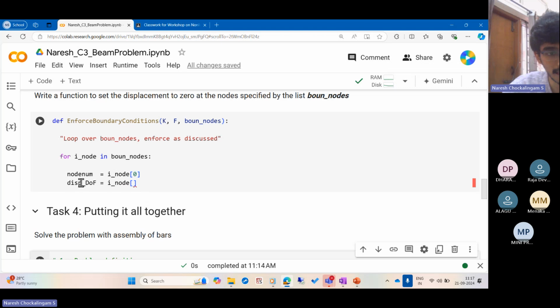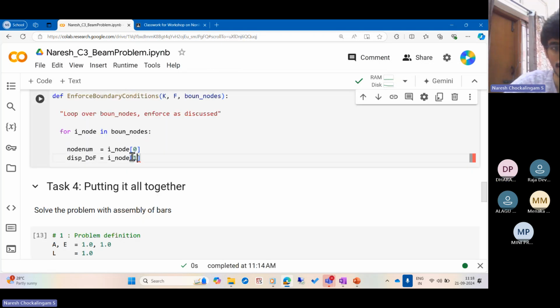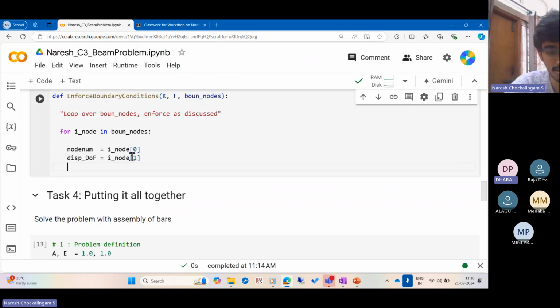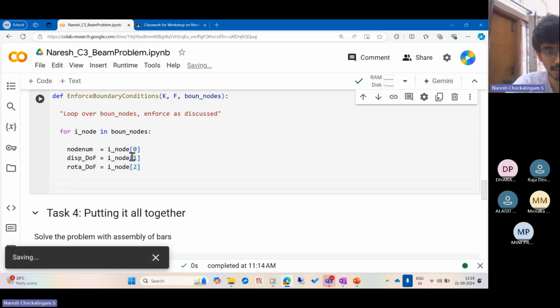So what is the displacement degree of freedom? What did we assume? We said it is node number, displacement, and rotation at a node, right? So it is I node of 1. And let me say the rotation degree of freedom is what? It is I node of 2. Now this is one understanding.